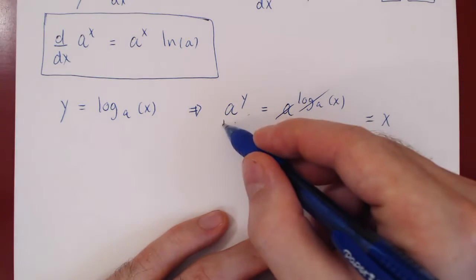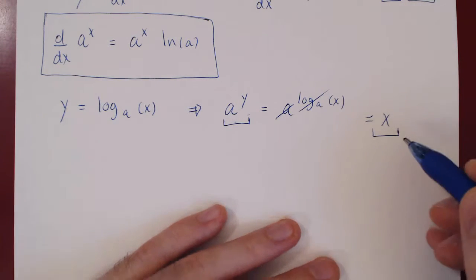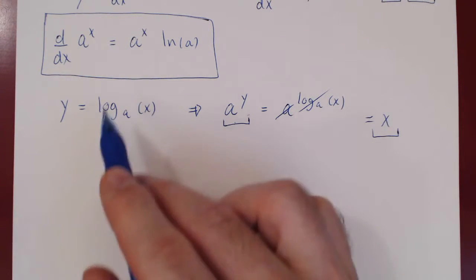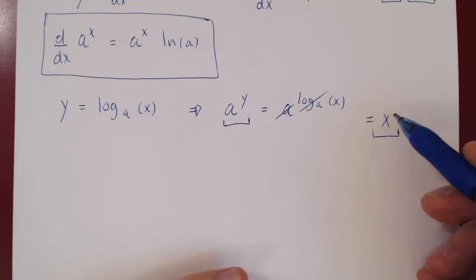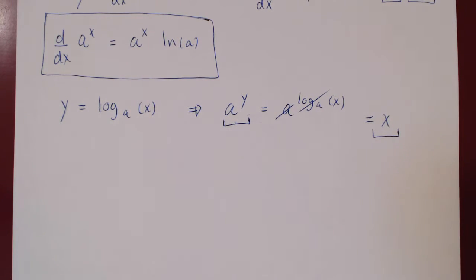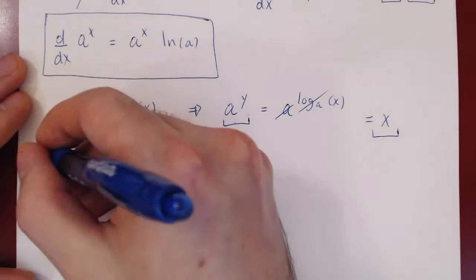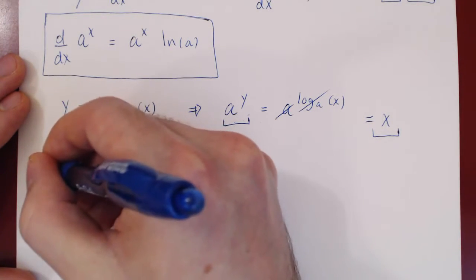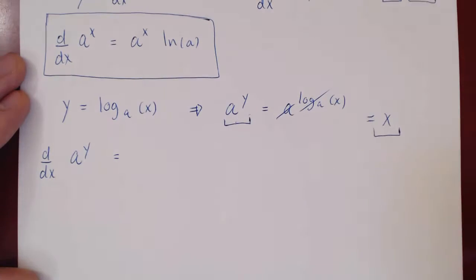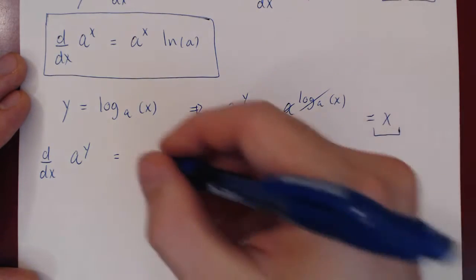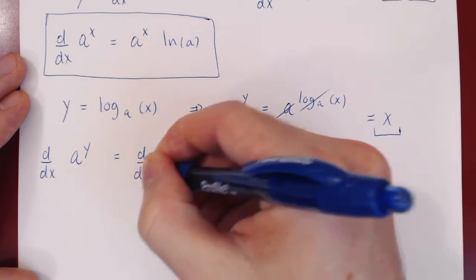And once again, we have this equals x, and we know y is a function of x, so both the left-hand side and the right-hand side are functions of x. We can once again use implicit differentiation. Differentiate the left-hand side with respect to x. This will be the same as the derivative of the right-hand side with respect to x.